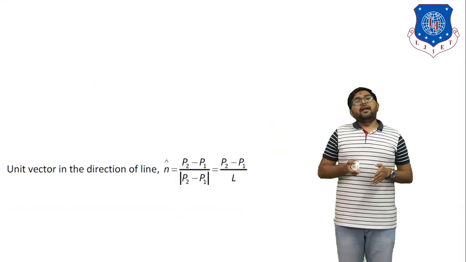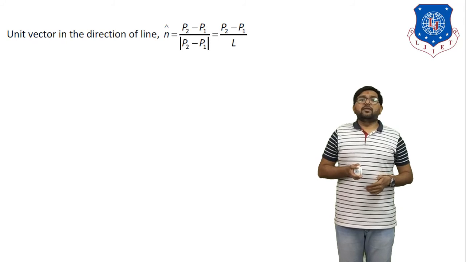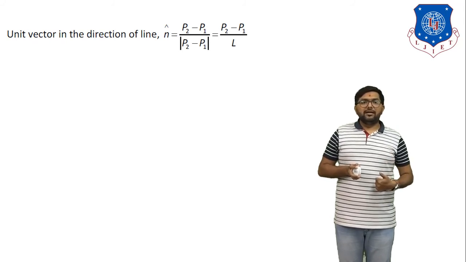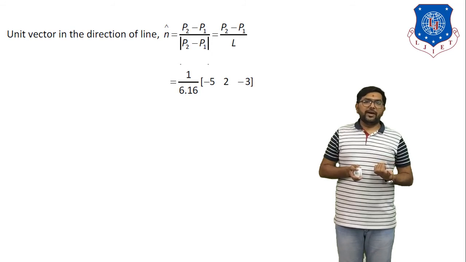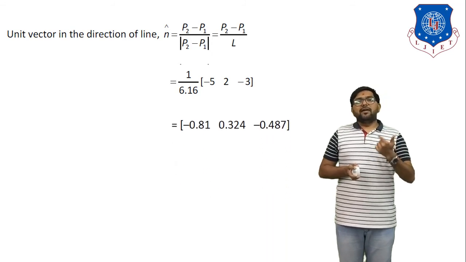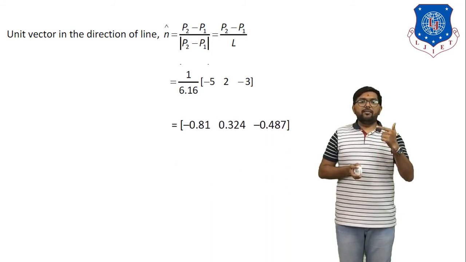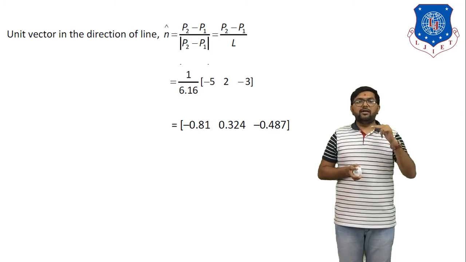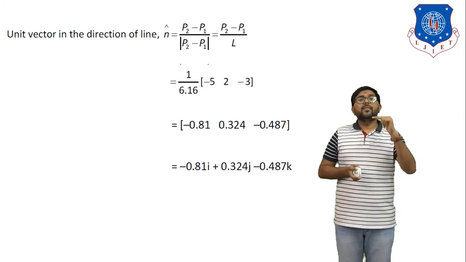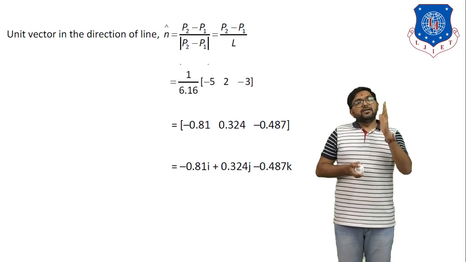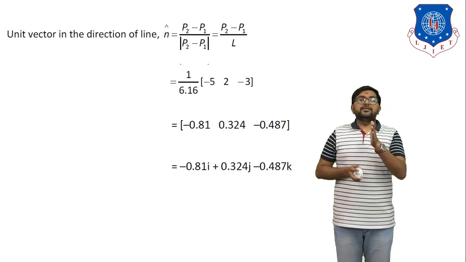Okay. And again you have to calculate the unit vector. What is the unit vector? It indicates the vector upon the magnitude of the vector. Clear? So p2 minus p1 upon L. We already found the length of the line, and we already found the p2 minus p1 vector. So that vector is converted in the form of minus 5, 2 and minus 3. In the denominator we write 6.16. So this is the answer for the unit vector. Okay. So this is the unit vector in the direction of the line.